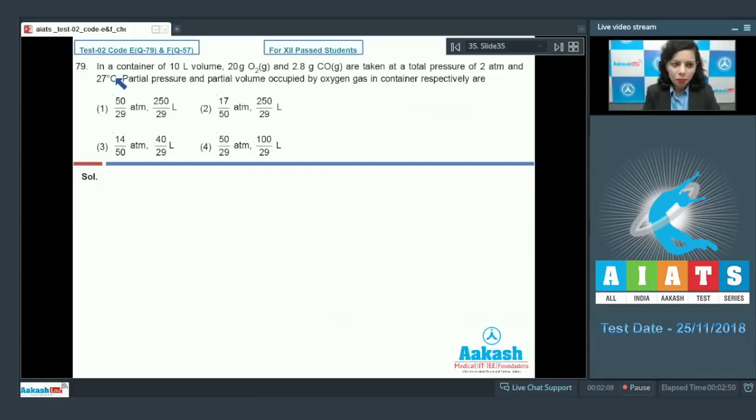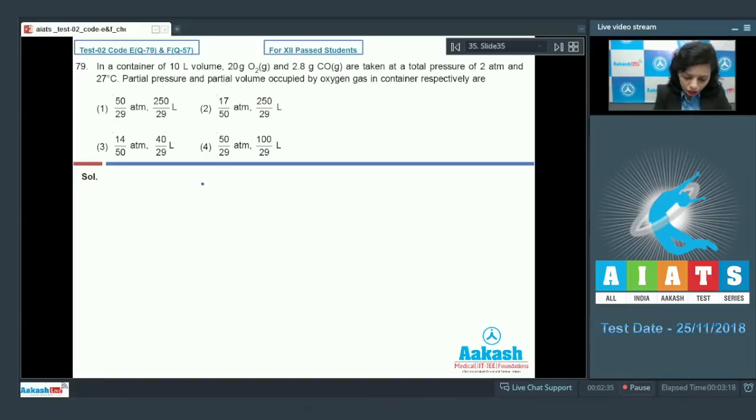Now here is question number 79. In a container of 10 liter volume, 20 gram oxygen gas and 2.8 gram carbon monoxide gas are taken at a total pressure of 2 atmosphere and 27 degrees Celsius. Partial pressure and partial volume occupied by oxygen gas in the container respectively are. So in this case, we just have to find out the partial pressure as well as the partial volume.